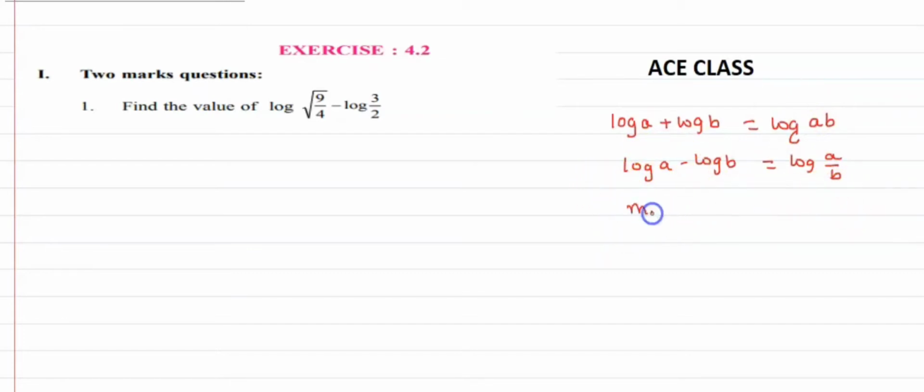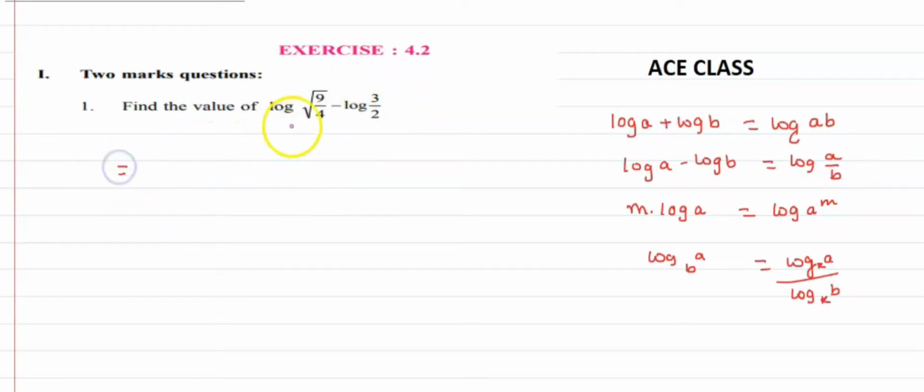The other formula you have learned is that m log A can be written as log of A to the power of m. Okay, log A to the base B, you can write as log A to the base K divided by log B to the base K. So you can introduce a new base K, or you can introduce any base apart from K also. Okay, now see here, find the value of log of root of 9 by 4 minus log 3 by 2.